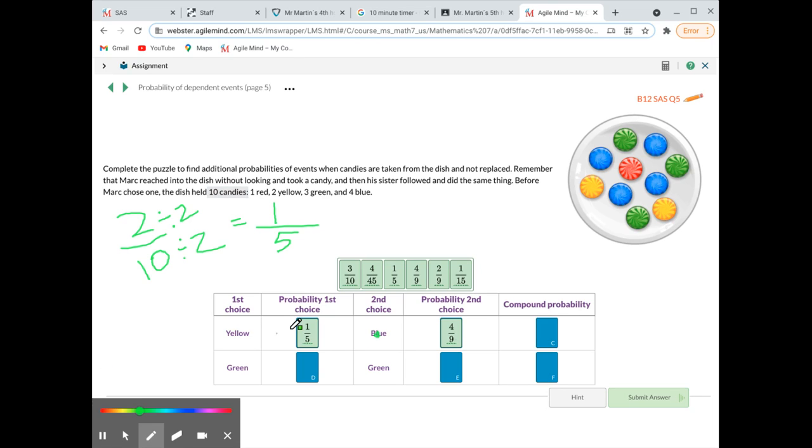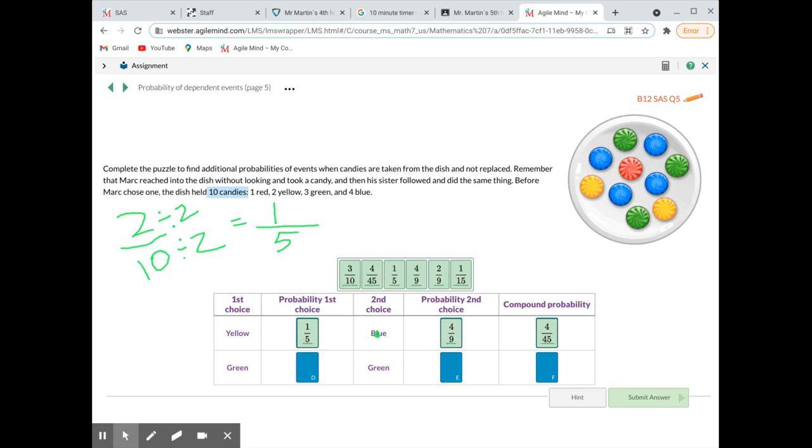So, Hermione, what's 1 times 4? 4. And what is 5 times 9? 45, I think. You are right. All right, let's look at the next one.